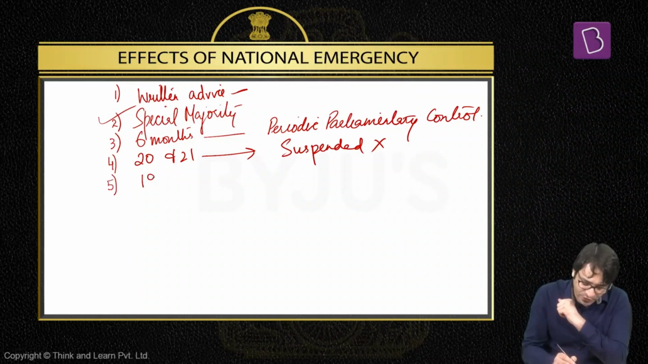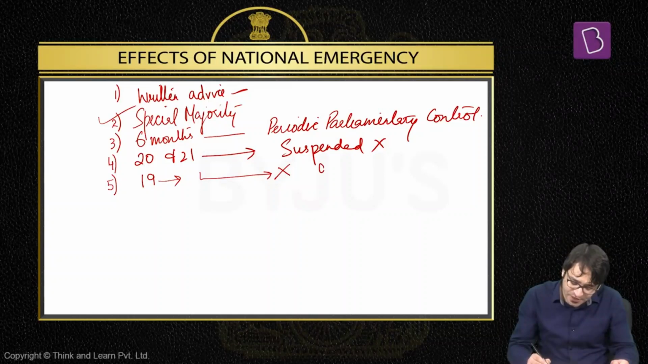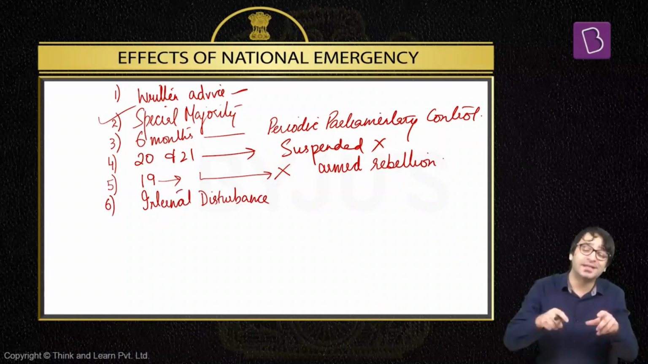Fifth thing, prior to the 44th Amendment, Article 19 was automatically suspended, but now Article 19 will not be automatically suspended if the emergency is imposed on the grounds of armed rebellion. This feature was added by the 44th Amendment. Most importantly, internal disturbance, because prior to the 44th Amendment, the President could have proclaimed national emergency on the grounds of war, external aggression, or internal disturbance.